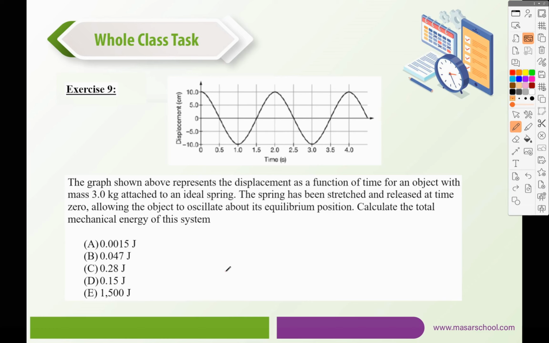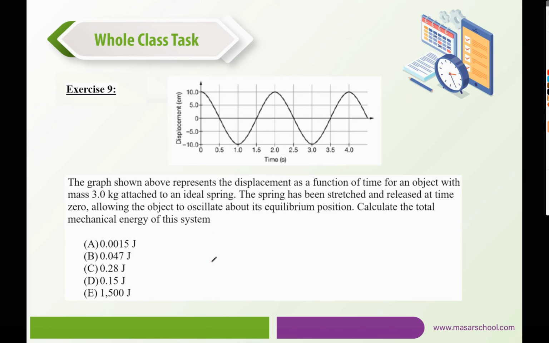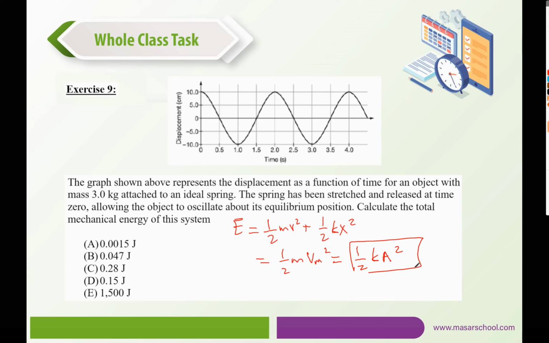The graph shown above represents the displacement as a function of time for an object with mass 3 kg attached to an idle spring. The spring has been stretched and released at time 0, allowing the object to oscillate about its equilibrium position. Calculate the total mechanical energy of the system. We know that the mechanical energy of the system has 3 different forms: the general one, and the 2 specific ones related to kinetic and elastic. So that would be half m Vm squared, also equal to half k A squared, where A is the amplitude or xm. Now because this is the displacement-time graph, we're going to use this one, but first we need to determine the stiffness.